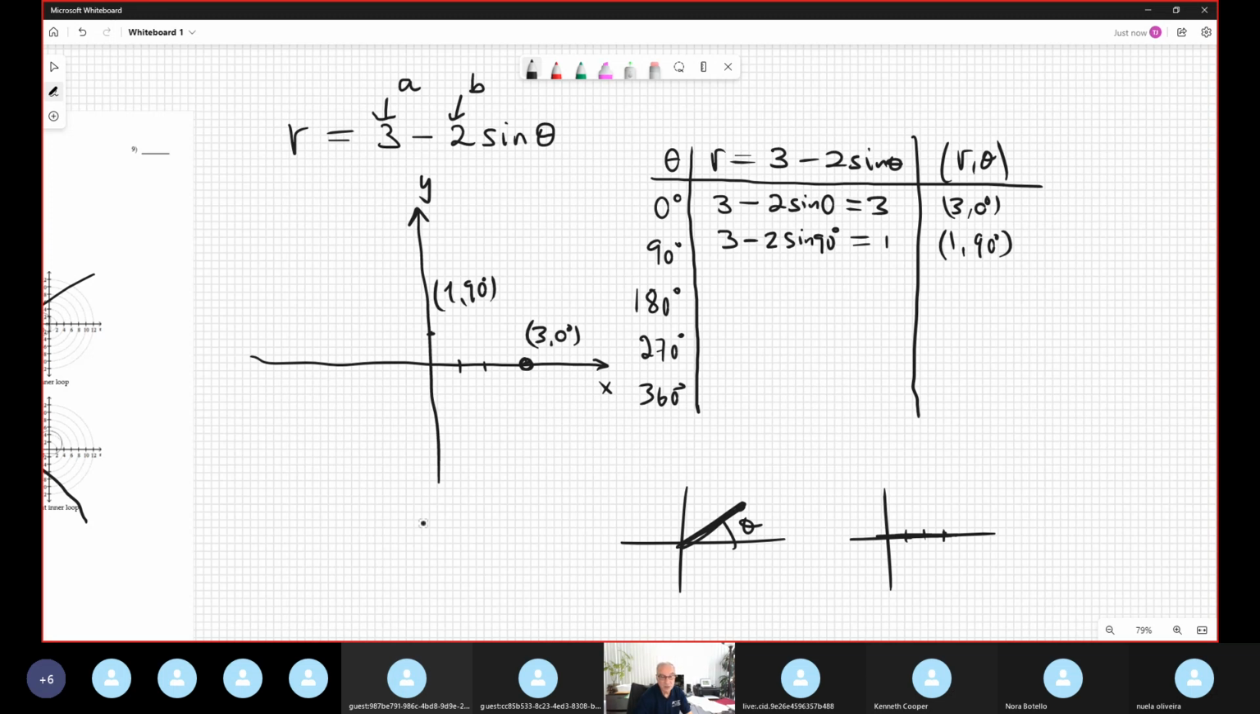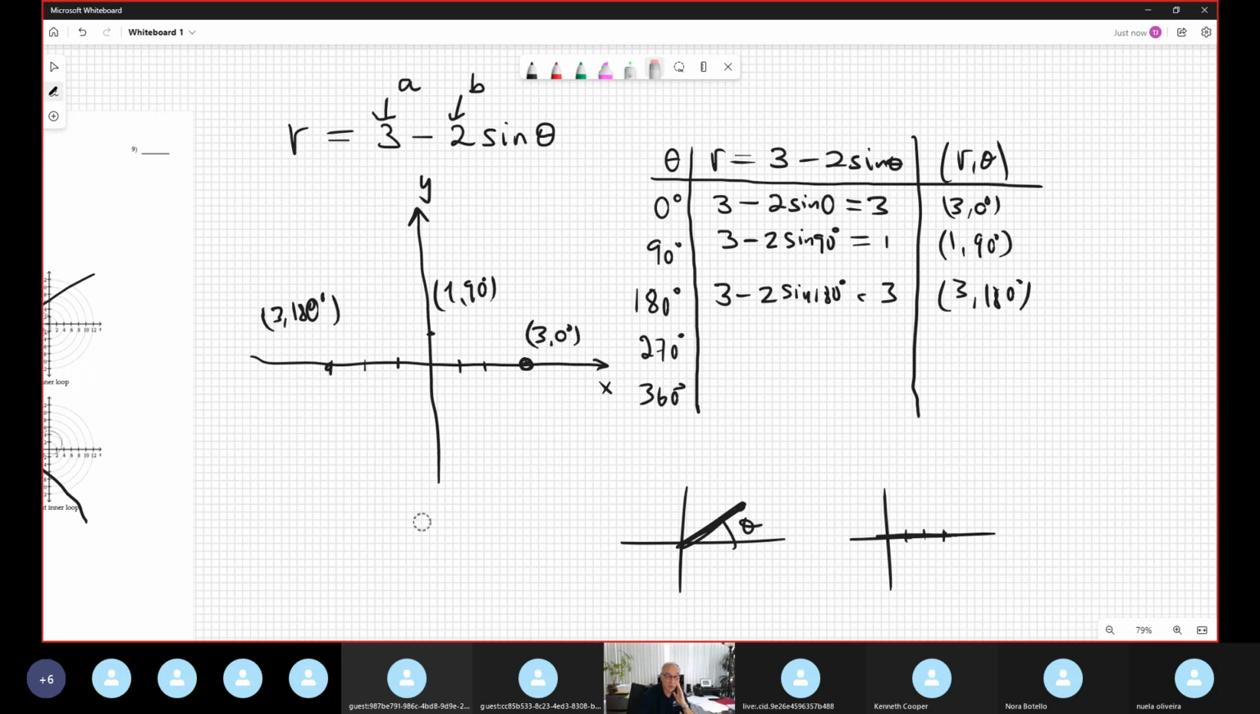Now 180, which is in the opposite direction, is 3 minus 2 sine 180 degrees. Sine 180 degrees and sine 0 are the same. It's 3. It's (3, 180 degrees). Okay, so 1, 2, 3, but in the opposite direction. That point is (3, 180 degrees) in polar. In Cartesian, you know, it is (negative 3, 0). This is xy, but I don't care about Cartesian now.